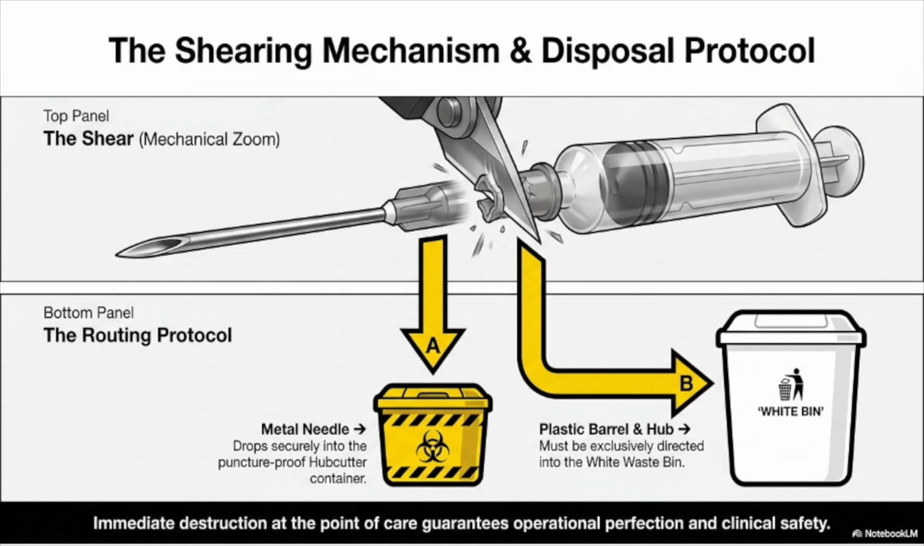The shearing mechanism works like this. The metal needle is sheared off and drops securely into the puncture proof hub cutter container. The plastic barrel and hub must be directed exclusively into the white waste bin. This immediate destruction at the point of care guarantees operational perfection and clinical safety.